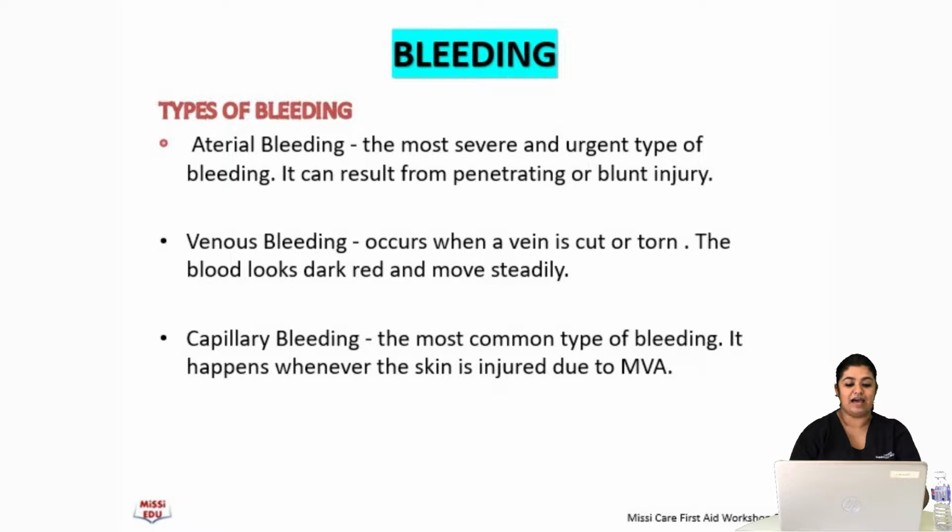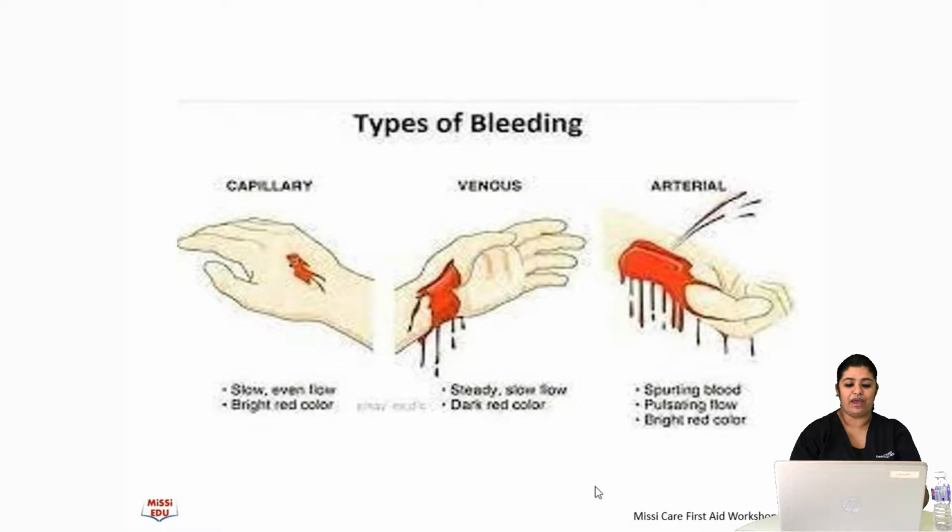The blood looks dark red and moves steadily. Capillary bleeding is the most common type of bleeding. It happens whenever the skin is injured, for example due to a motor vehicle accident. Okay, so these are the pictures showing how we differentiate arterial, venous, and capillary bleeding.